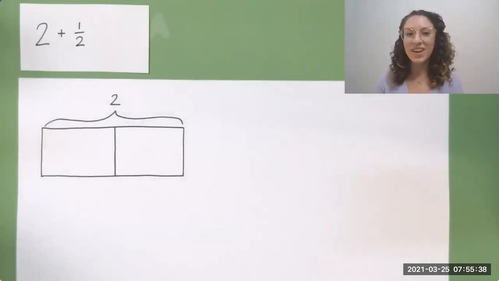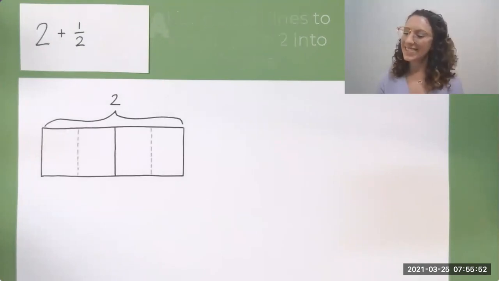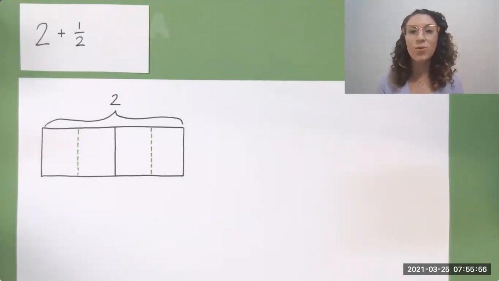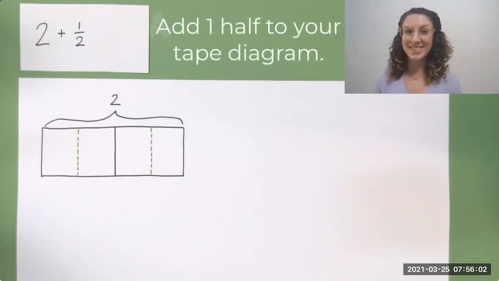Here is 2. The solid lines show where each one is. We need to add 1/2. Pause and use dotted lines to decompose 2 into halves. Ready? Now that we can see the size of each half, we can add on 1/2. Pause to add 1/2 to the end of your tape diagram. Ready?